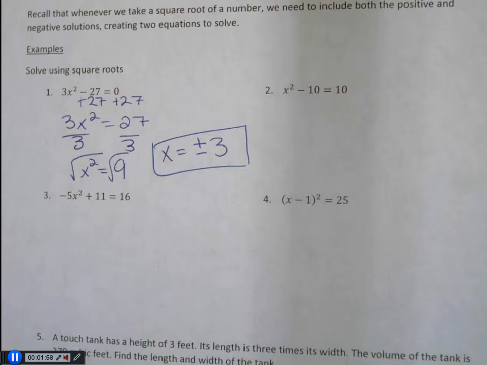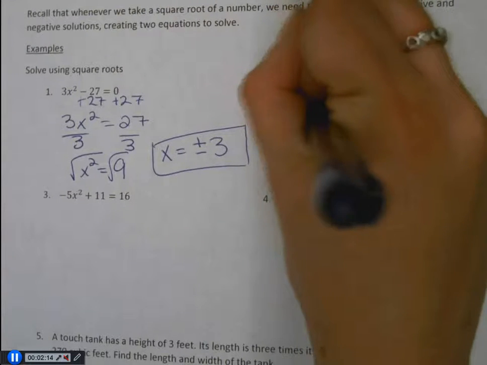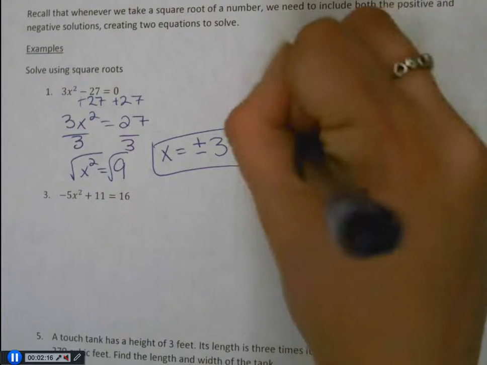Okay. Also, I want to point out, I forgot to teach you some vocab words the other day. When I can take the square root of a number, it's called rational. So if it's a perfect square, and I take the square root and it turns into 3, it's rational. Number 2 is going to turn out to be irrational. So I start off by adding 10 to both sides.